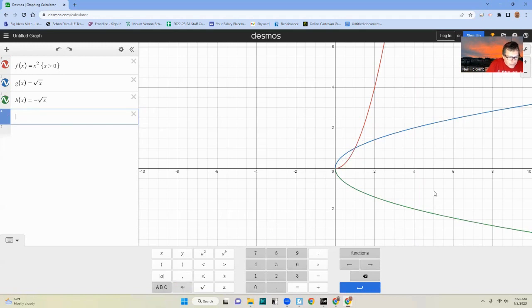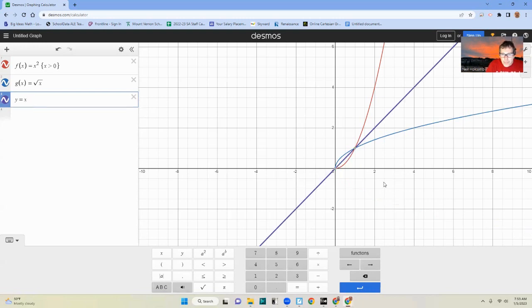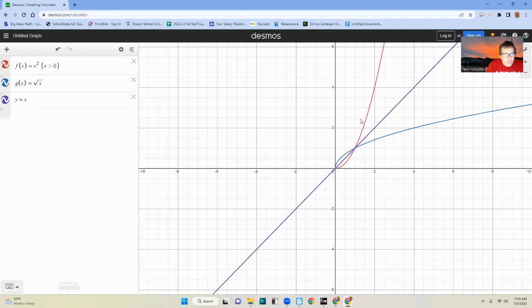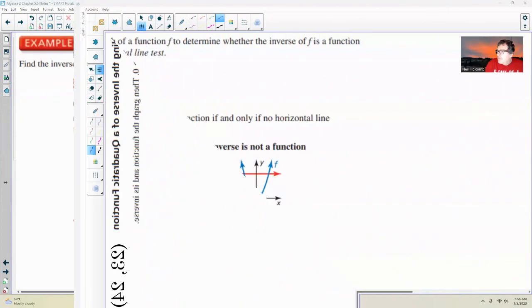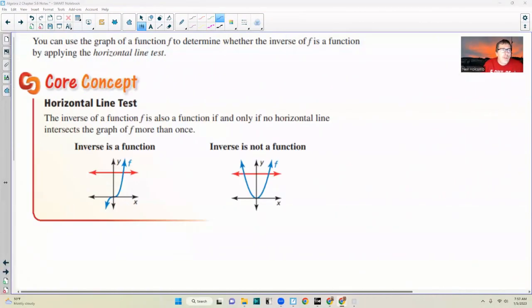All right, so now I want to graph y equals x, and I want to get rid of that. So there you can see again the red function, the original x squared, reflected across y equals x is this other blue one. Okay, so there they are graphed. So everything is going to reflect across y equals x if you do the inverse correctly. That's a way of checking. Okay, so now that I've done this example, you should be able to do problem numbers 23 and 24 in the problem set.